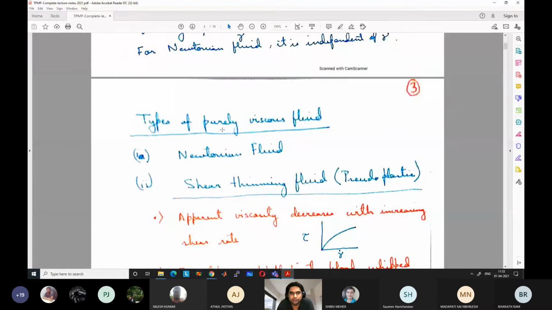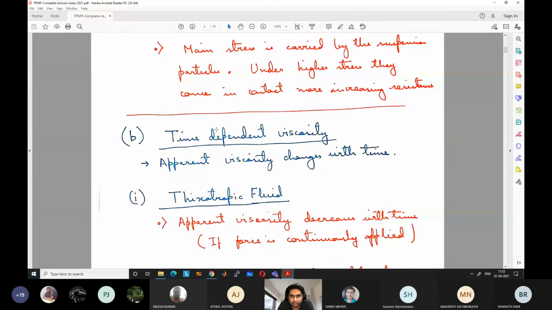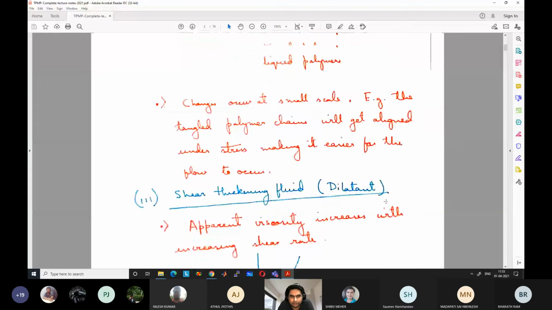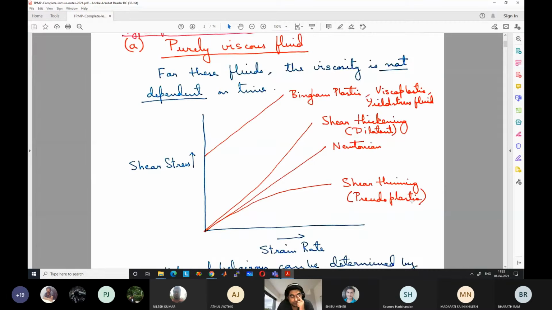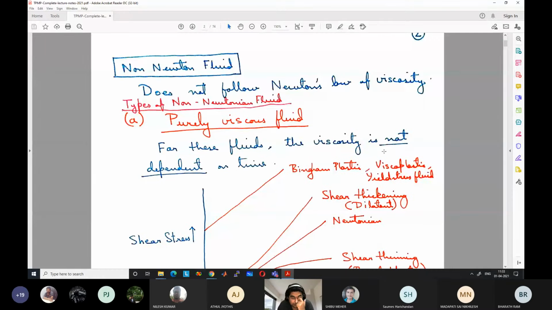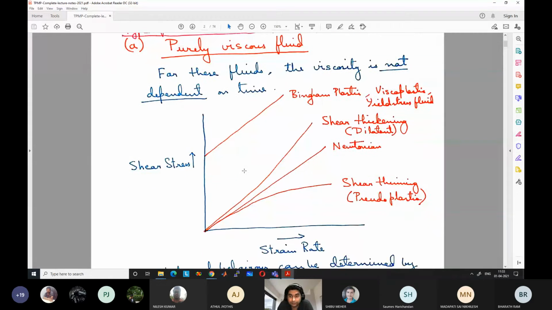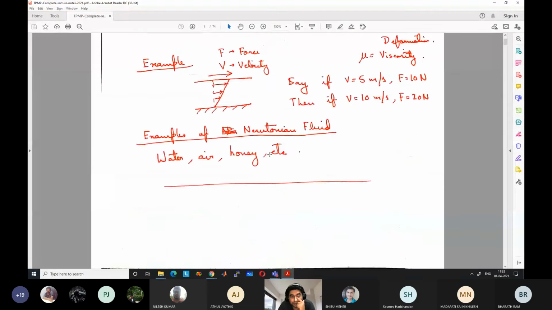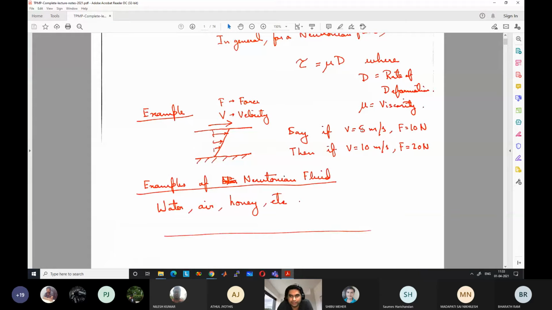So what are purely viscous fluids? For these fluids, the viscosity is not dependent on time. It is dependent on the force applied or shear stress that is developed, but not on time. Let us go back to our previous experiment. We have a velocity of 5 meter per second and force of 10 Newton. If you instantly change the force to 20 Newton, instantly the velocity will become 10 meter per second. Theoretically, it will not take a certain amount of time for this change to occur.